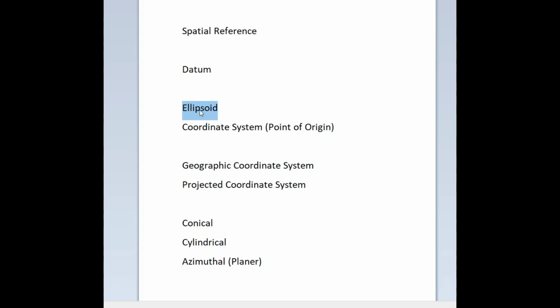Because we cannot mathematically represent a spheroid, what we do is take an ellipse and spin it around its y-axis, and that creates what's called an ellipsoid. So it's a 3-dimensional ellipse feature, and we can mathematically represent an ellipse. That ellipse will pass through certain parts of the Earth more accurately than others, and so the purpose of our map determines which of the ellipses we're going to use.